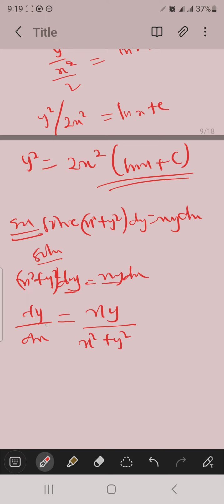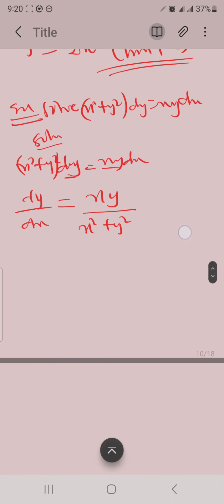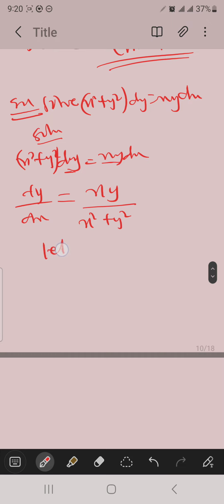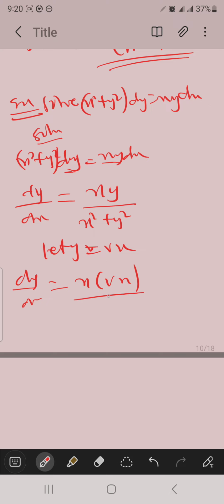If I cross multiply, it becomes the same thing, and I have arranged it. Now, let y equal vx. So dy/dx is going to be x times vx over x squared plus v squared x squared, which is vx squared over x squared plus v squared x squared. x squared is common to both, so x squared cancels, and this means v over 1 plus v squared.